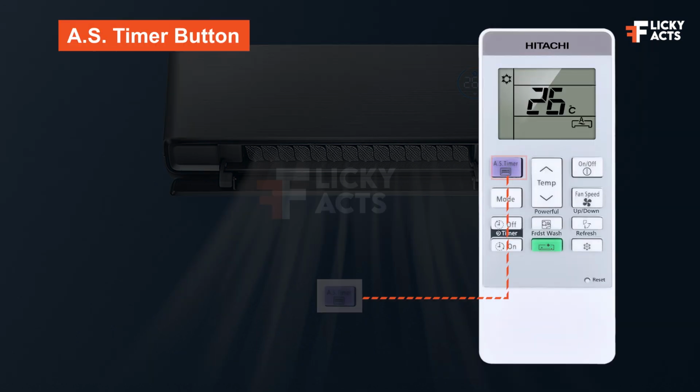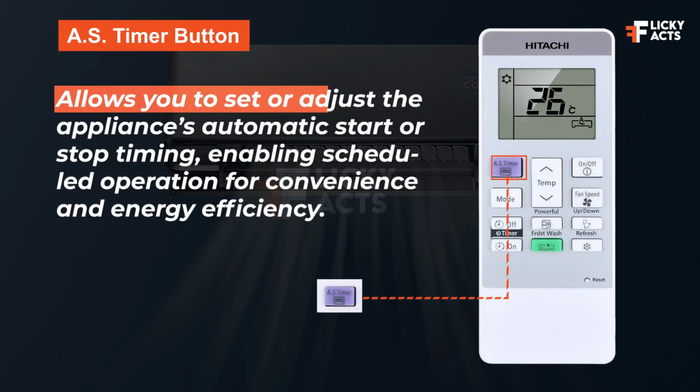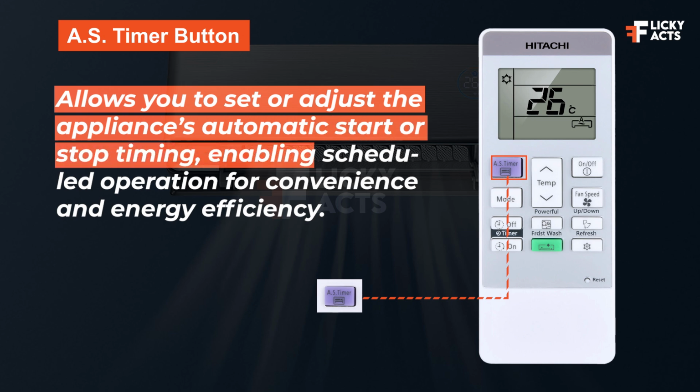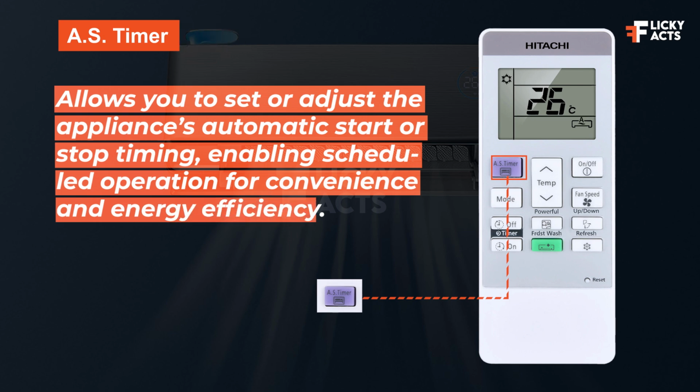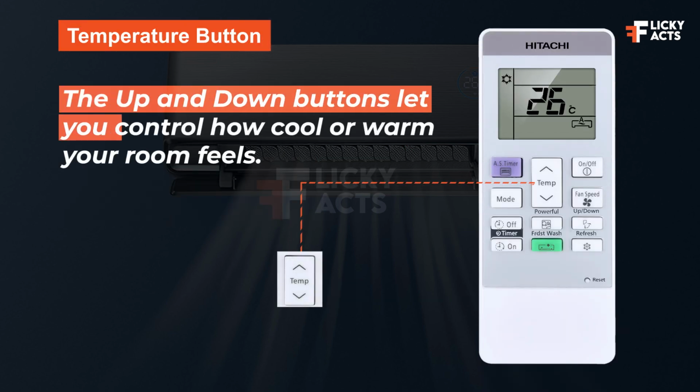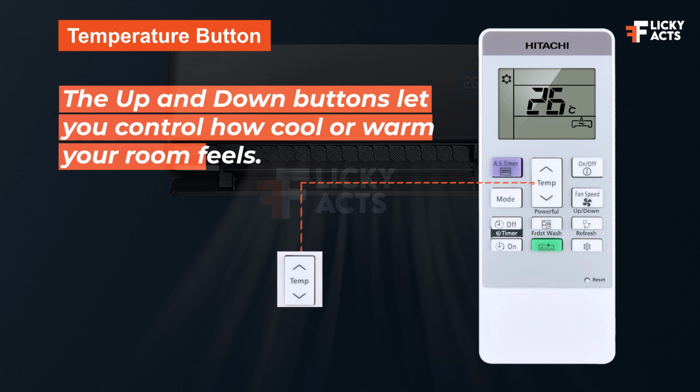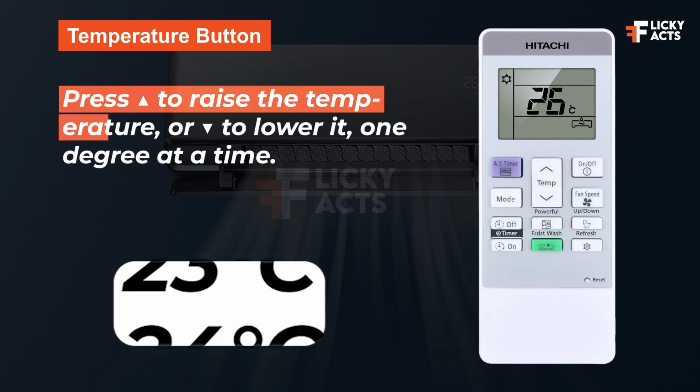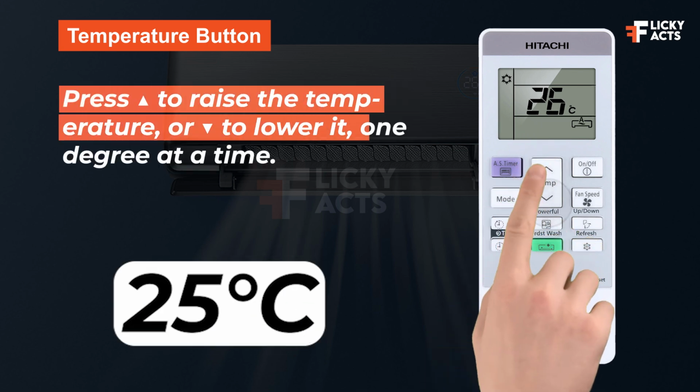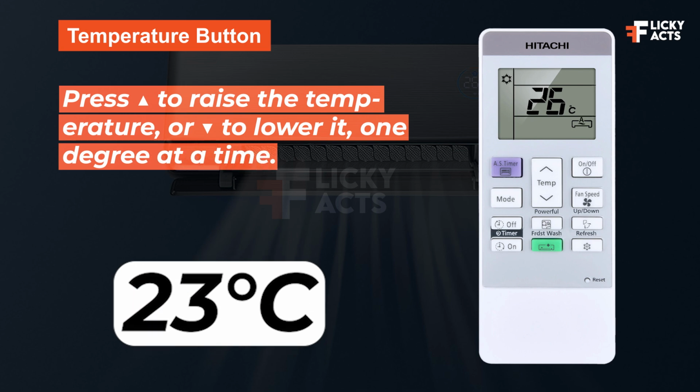The AS timer button allows you to set or adjust the appliance's automatic start or stop timing, enabling scheduled operation for convenience and energy efficiency. The up and down buttons let you control how cool or warm your room feels. Press up arrow to raise the temperature or down arrow to lower it, 1 degree at a time.